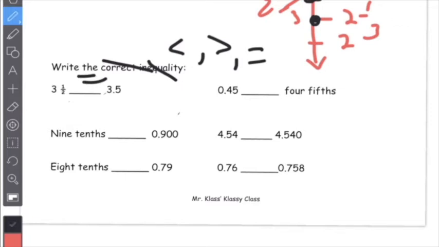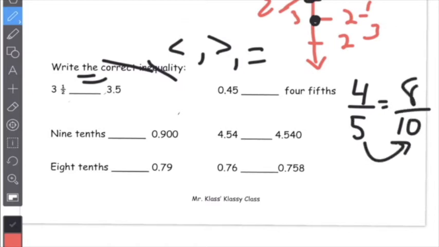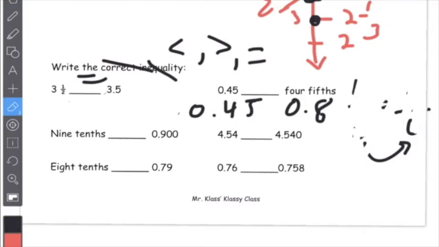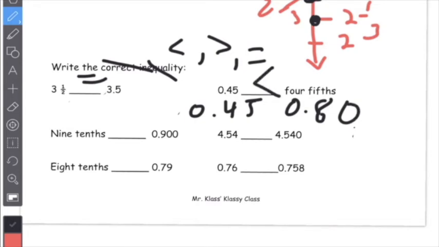Then we have 45 hundredths or 4/5. If I write 4/5 and make that into a decimal, I'm going to multiply by 2. So it's 8/10. Now, that's an 8, sorry. Now what you need to remember is that you can't compare decimals until you have the same number of places after the decimal. So I would just add a 0 here, and I look at it as either 45 or 80. 80 is bigger, so 4/5 is greater.